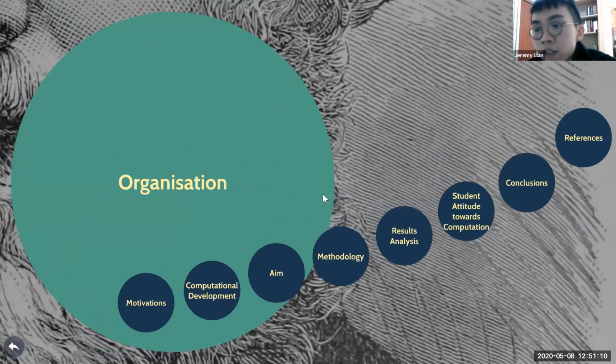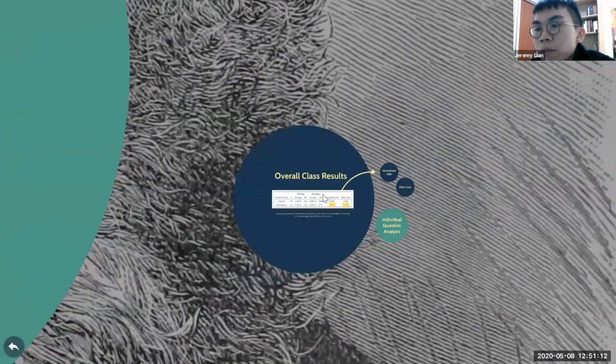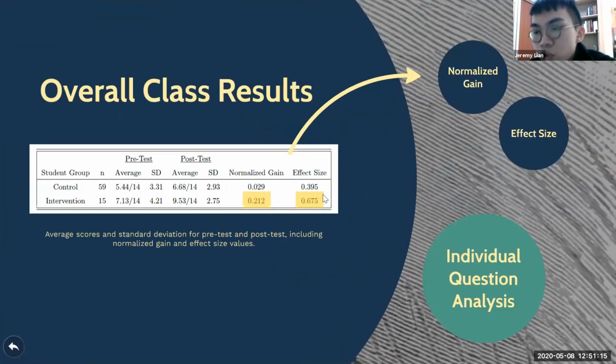So moving on to a results analysis. Because we are comparing between which group of students have a larger improvement to their performance, we introduce two metrics that can help us analyze the gain in student understanding from the pre-test to the post-test. The first of the metrics is normalized gain.